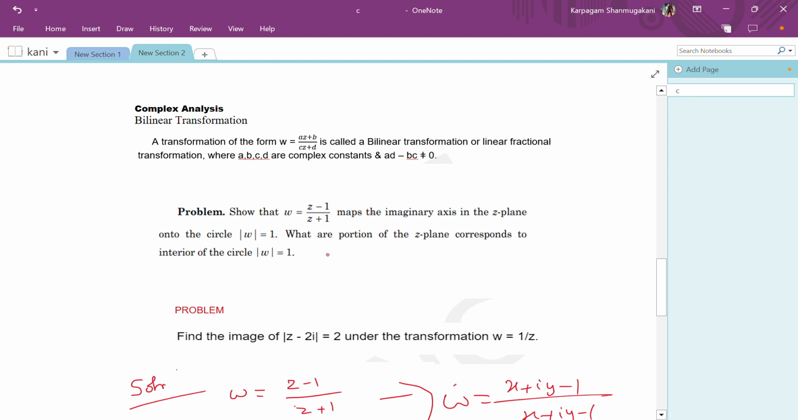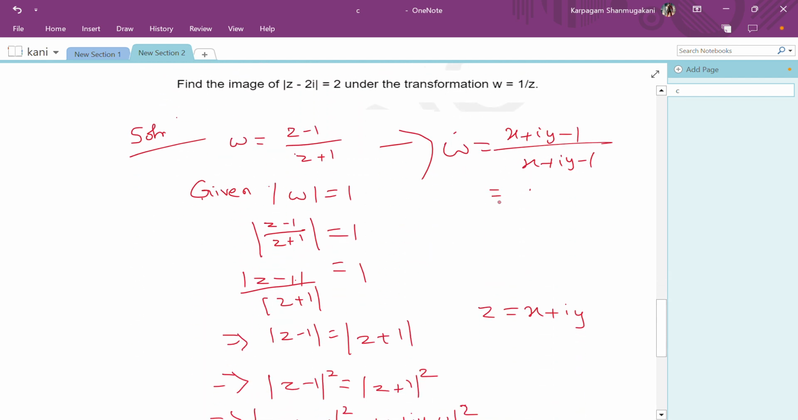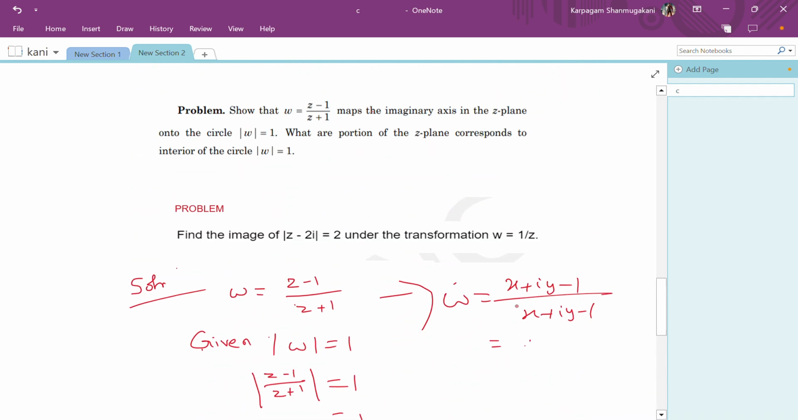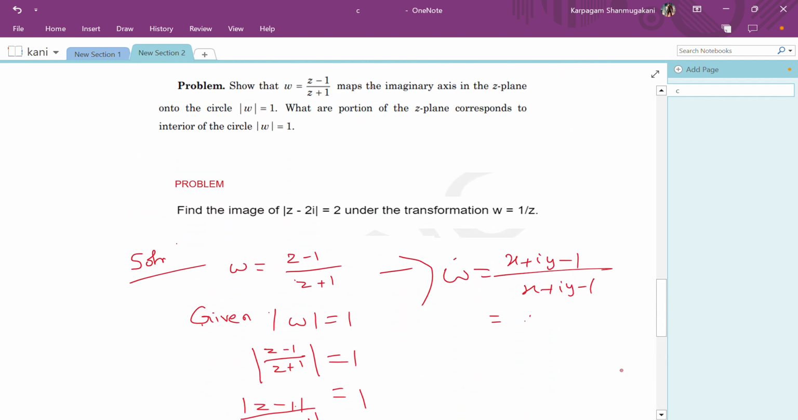What is the next question? What is the portion of z plane corresponds to the interior of modulus of w equal to 1? If we have to substitute x equal to 0, then what is the value? iy minus 1 divided by iy plus 1.